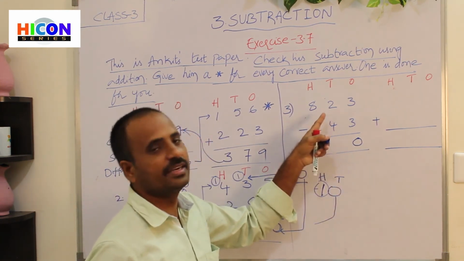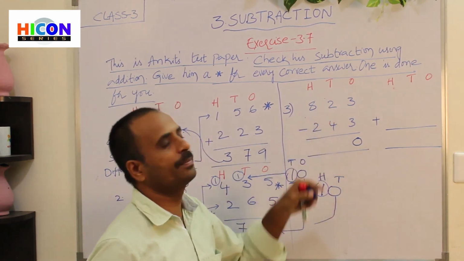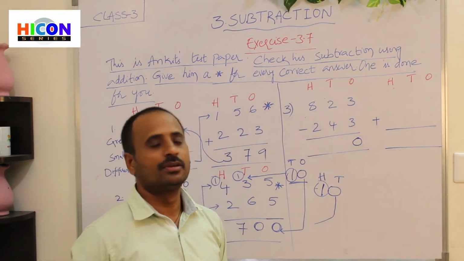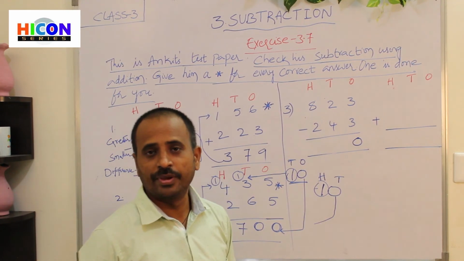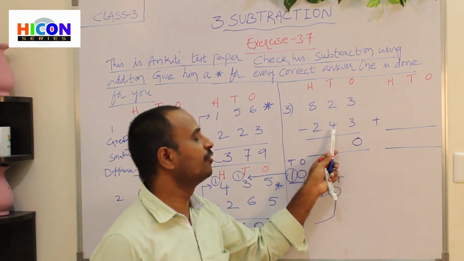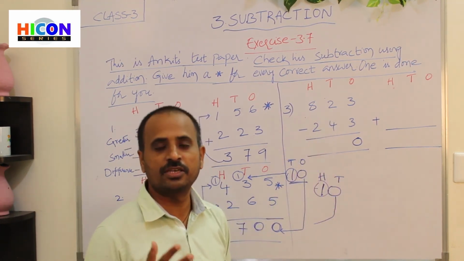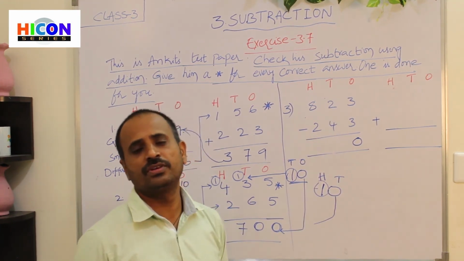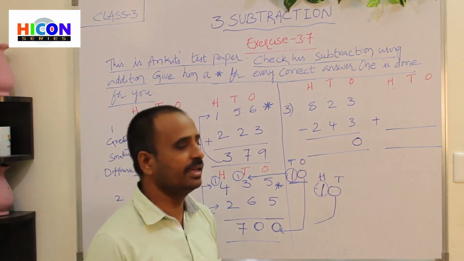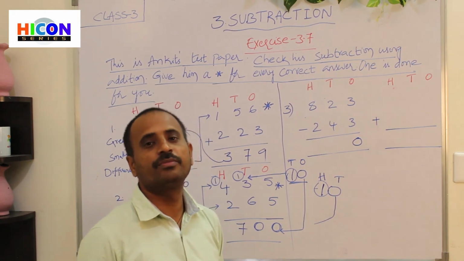What are the digits present in tens place? 2 and 4 are present in tens place. So subtract 4 from 2. So is it possible? No, because 2 is the smaller number, 4 is the greater number. We cannot subtract 4 from 2. So that's why, if the subtraction is not possible, then borrow from the next place.